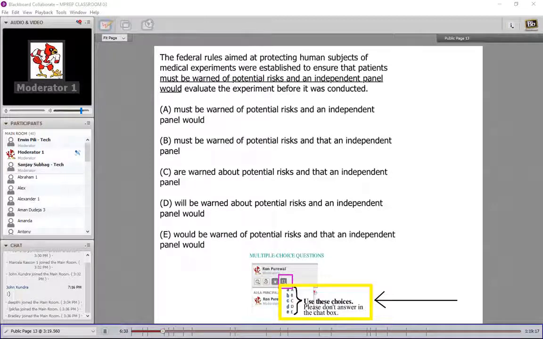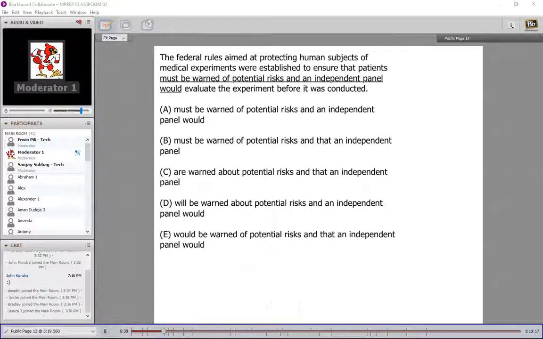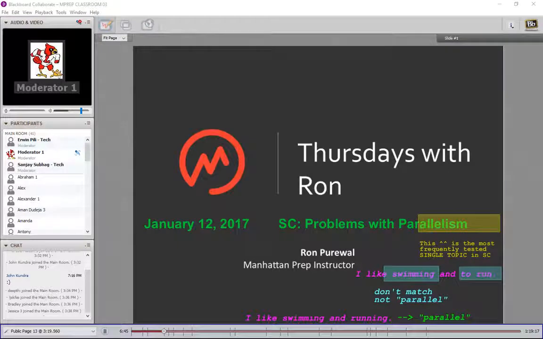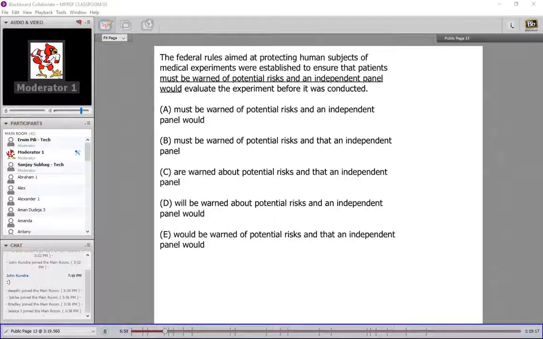Okay, this problem's kind of a warm-up of sorts. You can think of it as an intro, especially given that we have announced that we are talking about parallel structure today. Parallelism: whether things that are supposed to match, do they match or not? This is basically the thing.